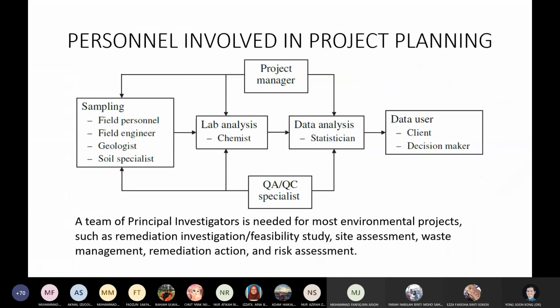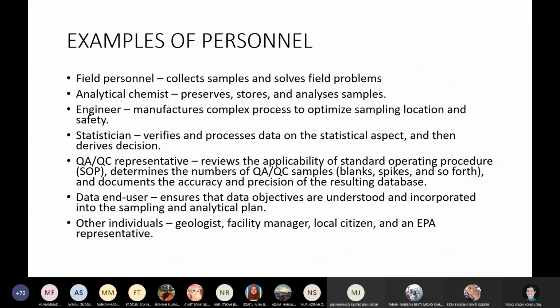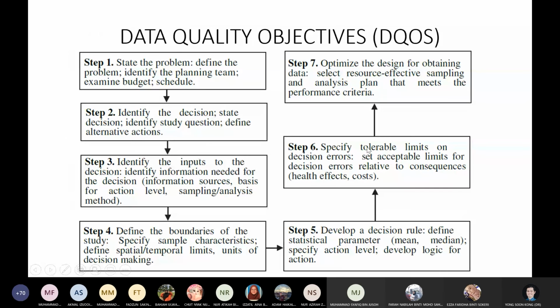Wait a minute, the data user. So these are the ones, because why? The data user knows what they want. Statisticians have the numbers, so they need to compare. When you have the numbers, the pollution level, you compare with the acceptable level, because some of these so-called permissible limits or permissible levels come together with recommendations.